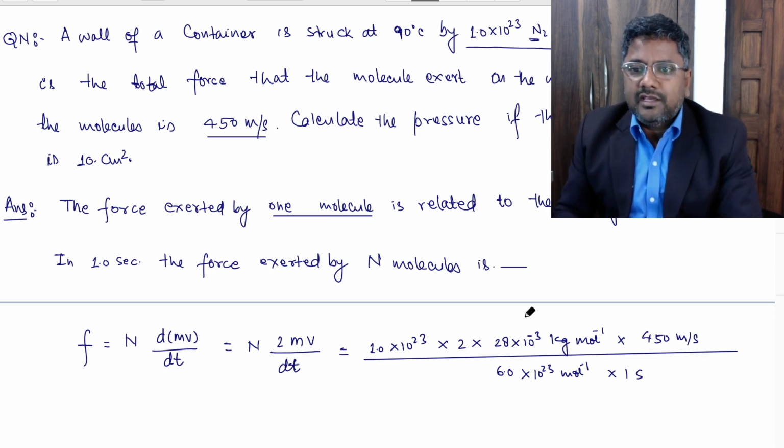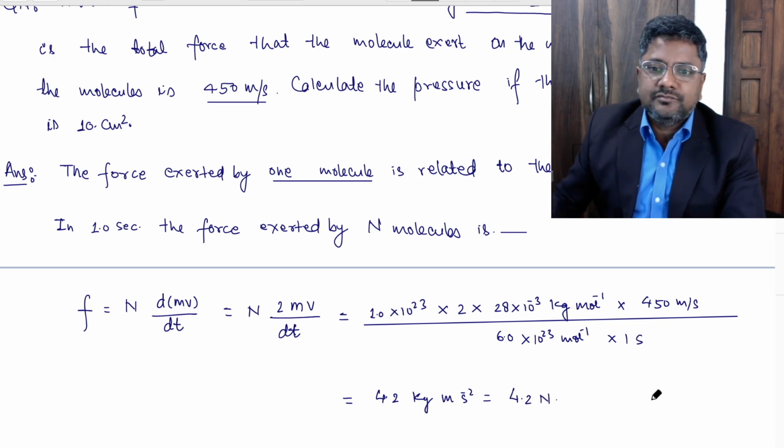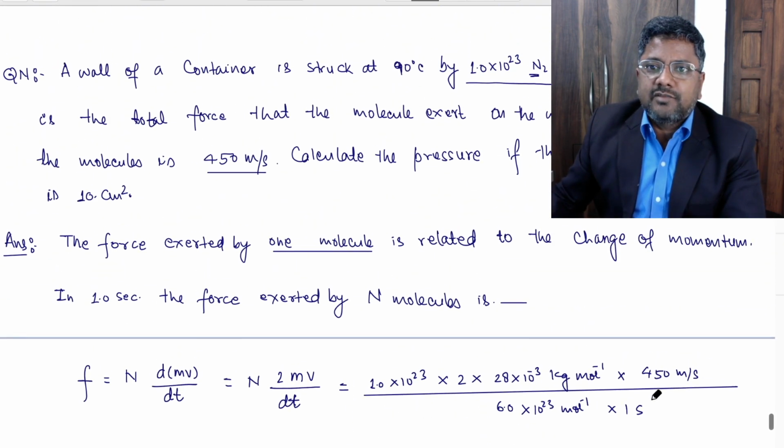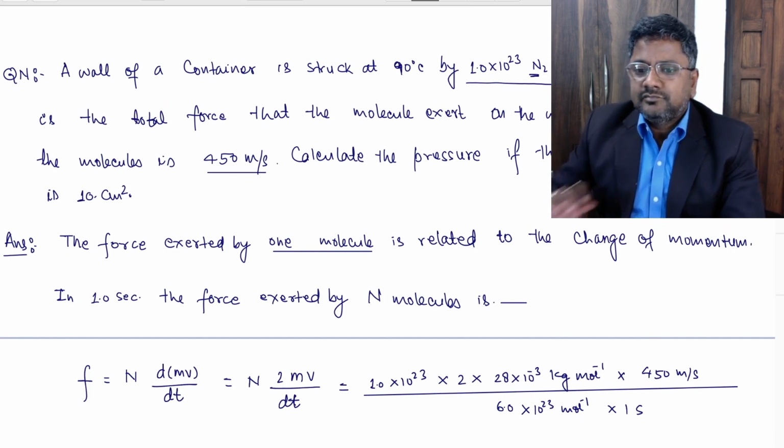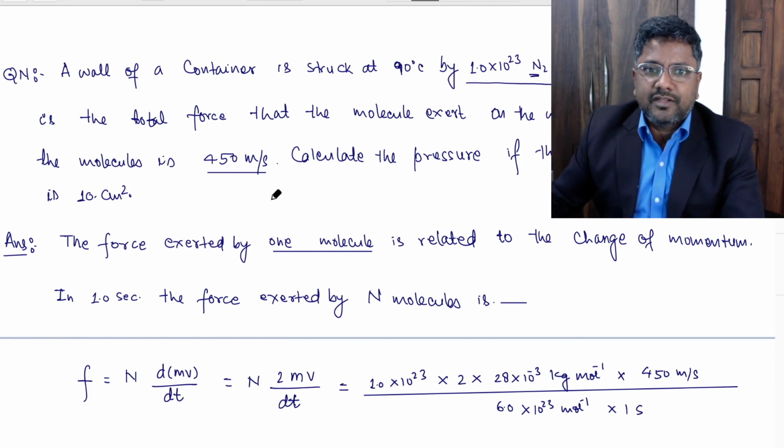So from here you can calculate the force, and this force is coming 4.2 kilograms meter per second square, which is equal to 4.2 Newton, right? So this is the force exerted by these molecules striking per second perpendicular to the wall, right, with this speed 450 meter per second.